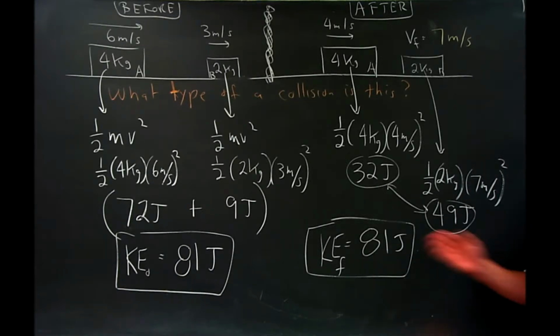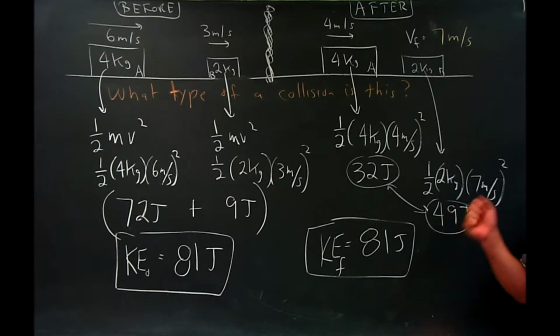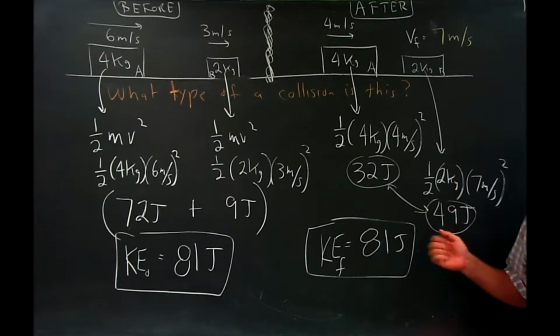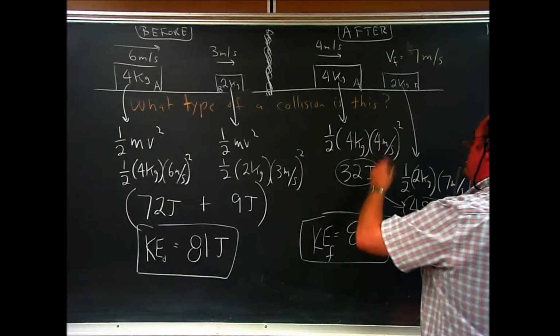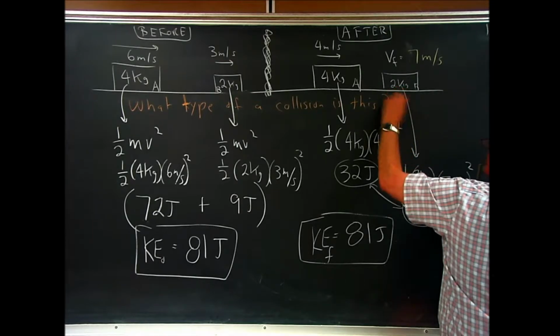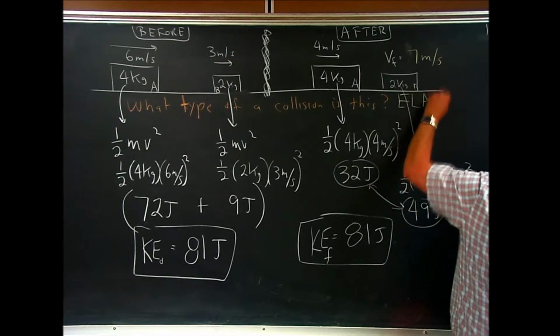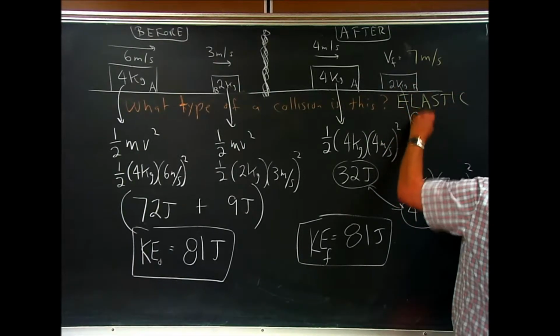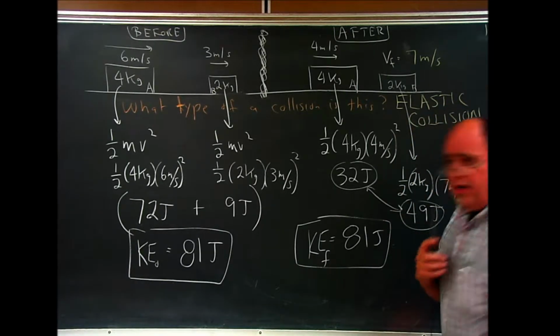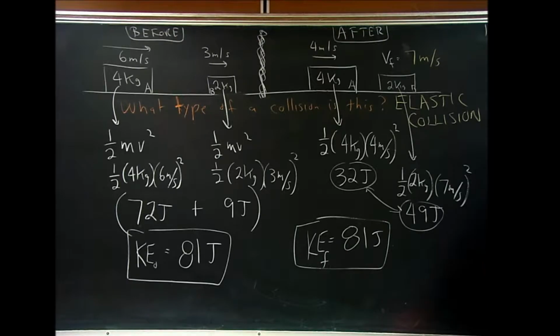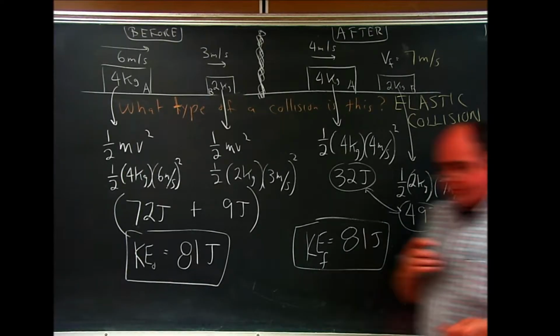So with information like this, this is telling me I have an elastic collision. All of the kinetic energy has been conserved. The question was, what type of collision is this? And the answer would be an elastic collision. And I only know that because of the kinetic energies being conserved.